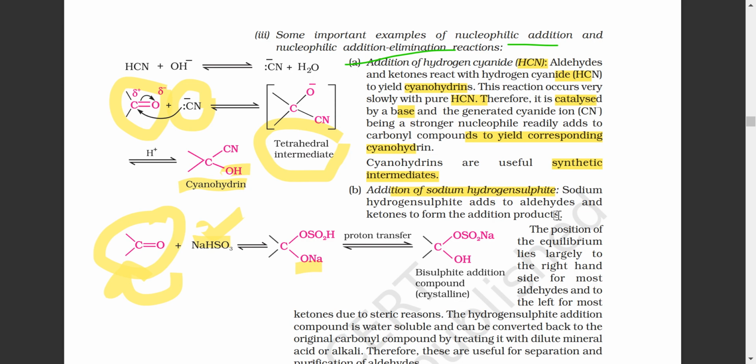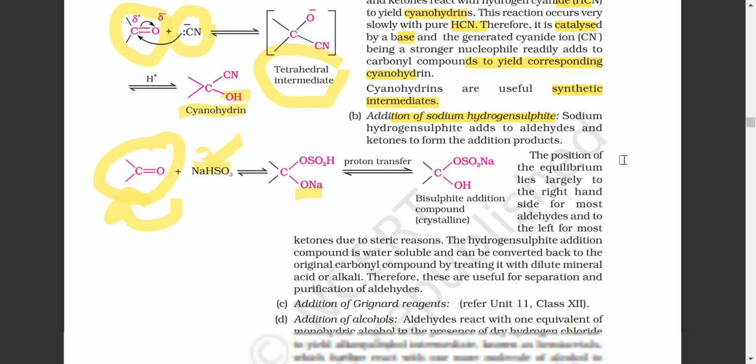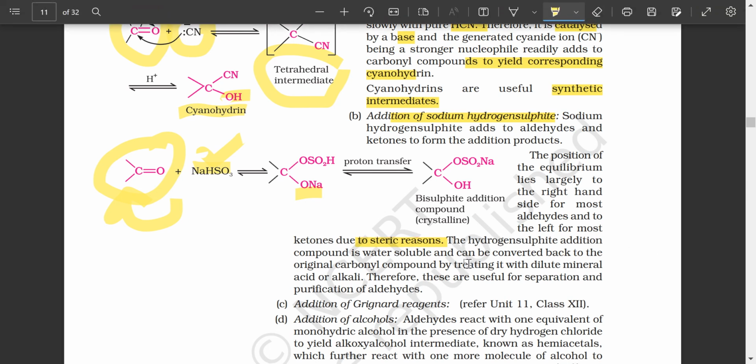Sodium hydrogen sulfide adds to aldehydes and ketones to form the addition products. The position of the equilibrium lies largely to the right hand side for most aldehydes and to the left for most ketones due to steric reasons. Again, all the stereochemistry comes into this. The hydrogen sulfide addition compound is water soluble, and can be converted back to the original carbonyl compound by treating it with dilute mineral acid or alkali. Therefore, they're useful for separation and purification of aldehydes.